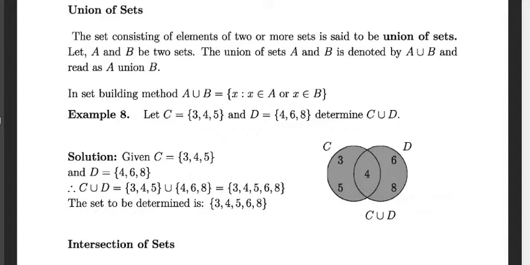elements make the union set: 3, 4, 5, 6, 8. Common and uncommon: there is the common element 4 and the uncommon ones. The set determined is 3, 4, 5, 6, 8.